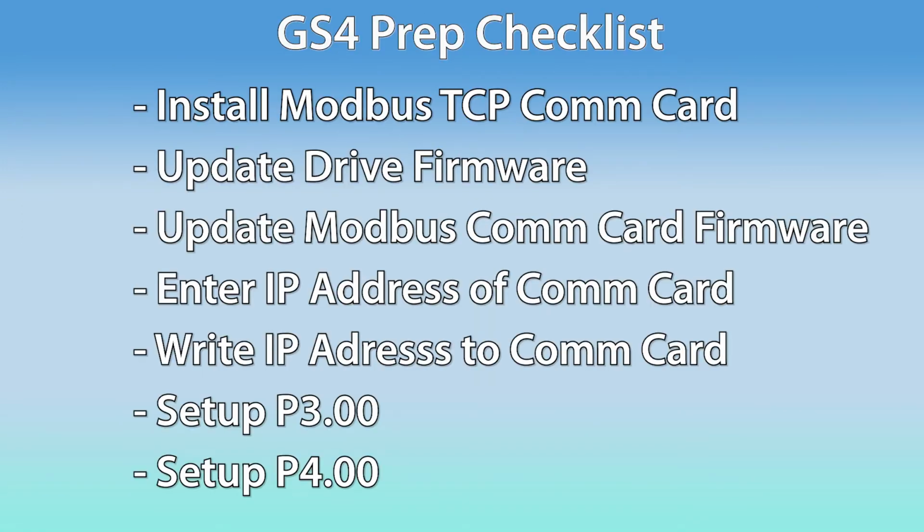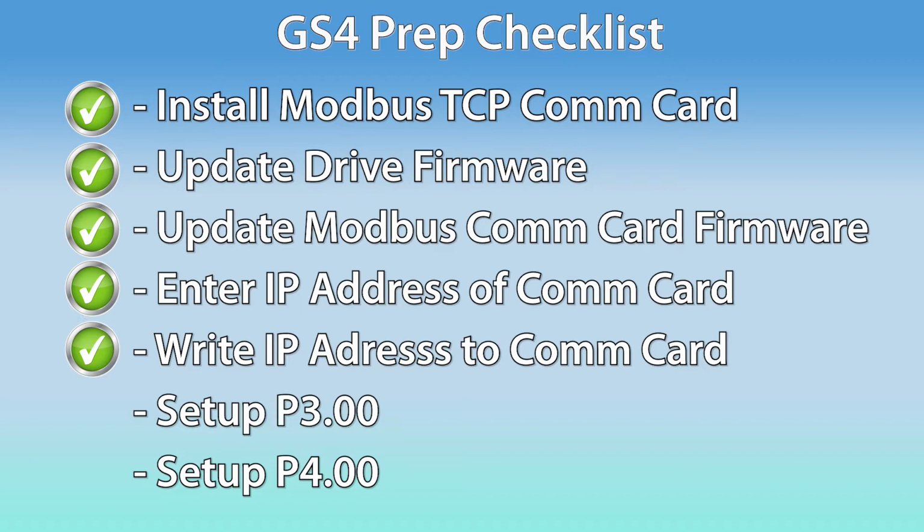Now, let's verify the steps here before we continue. We installed the Modbus TCP Comm module. We updated the firmware to the drive. We updated the firmware on the COM module. We entered in the IP address for the COM module. We wrote the IP address into the COM module, and then we configured the drive to be controlled through the COM module. Now that completes the drive setup, so let's move on to the Productivity setup.